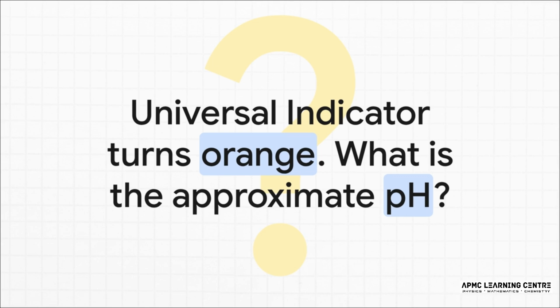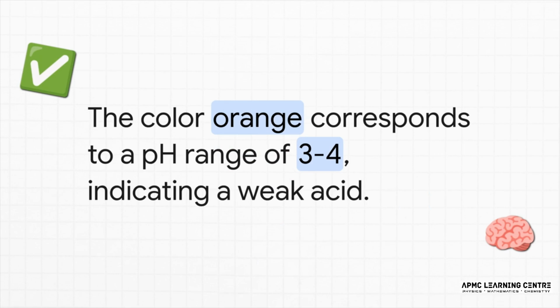Okay, question number 2. This time, you're using the universal indicator. You test a substance, and it turns orange. Based on that color, what is the approximate pH range of that solution? The answer is a pH of around 3 to 4. If you think back to our rainbow, red was for the strongest acids, and yellow was for the weaker ones. So orange fits right there in the middle. That tells us we're looking at a weak acid. Great job if you got that one.